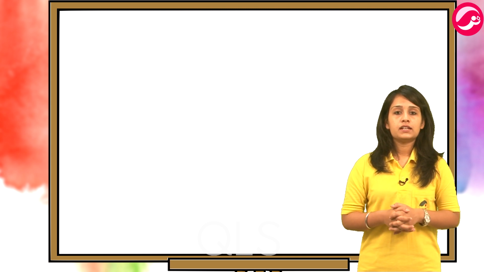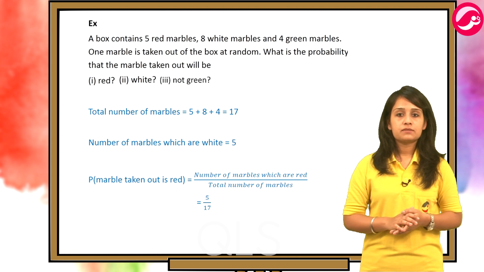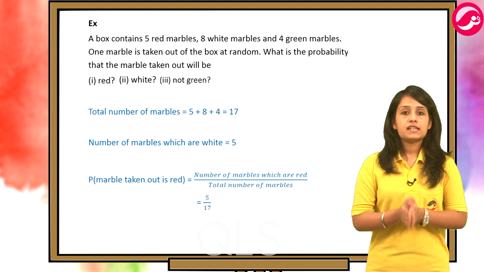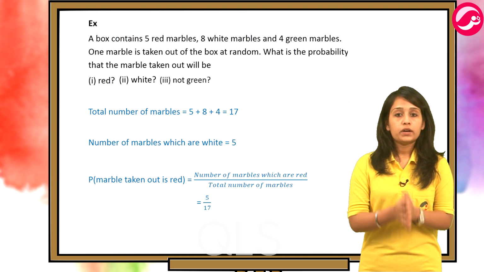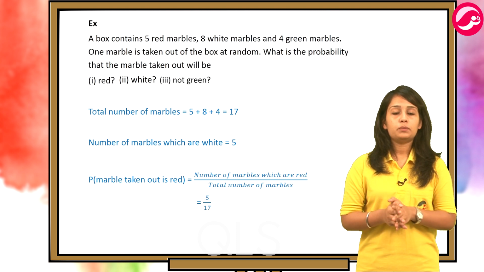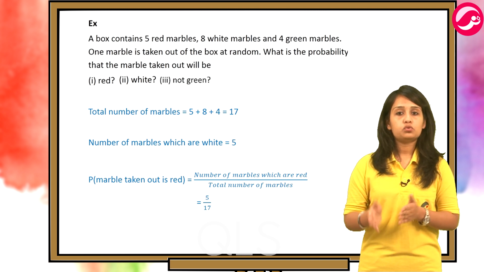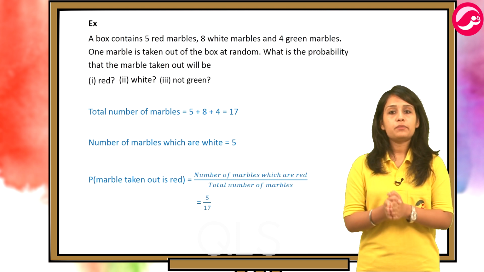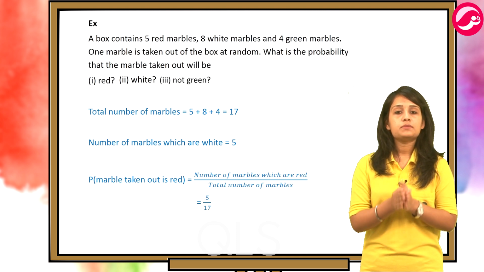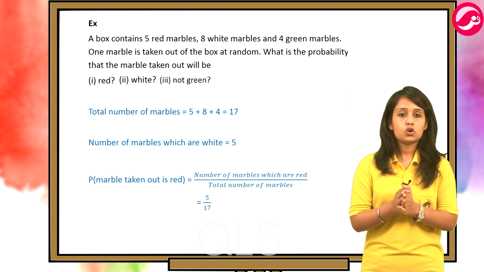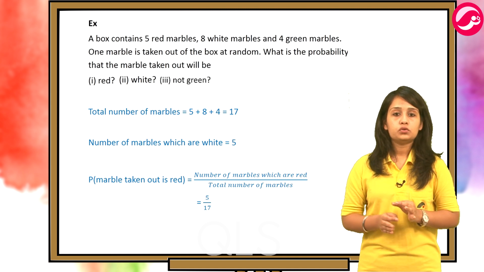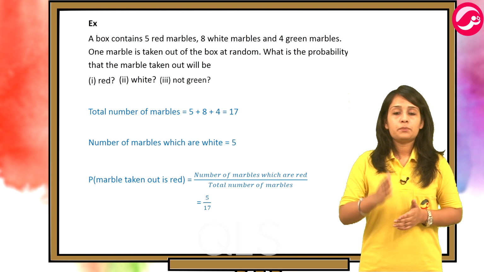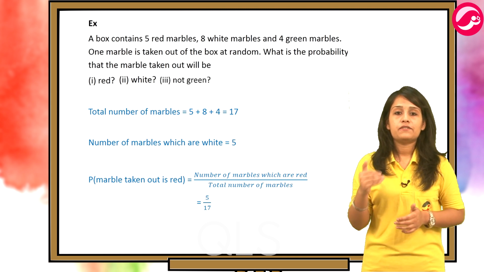Now, a box contains 5 red marbles, 8 white marbles and 4 green marbles. 1 marble is taken out of the box at random. What is the probability that the marble taken out will be number 1 red, number 2 white, number 3 not green? Now, obviously as the number of red marbles is 5, the favorable outcomes for a red marble are 5. So, P of R will be equal to 5 divided by the total number of marbles, which is 5 plus 8 plus 4, that is equal to 5 by 17.